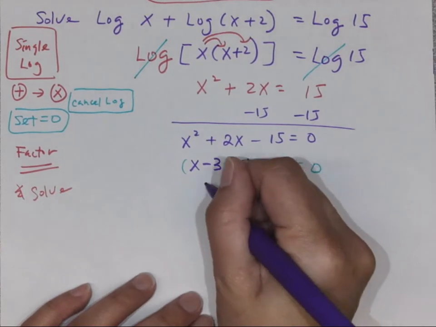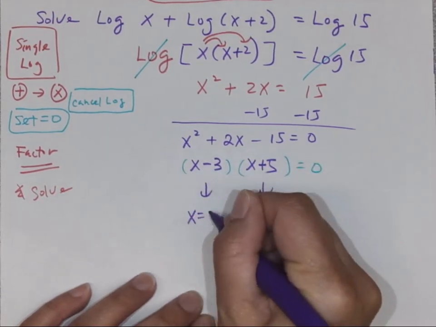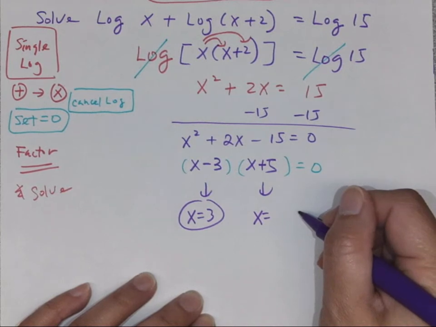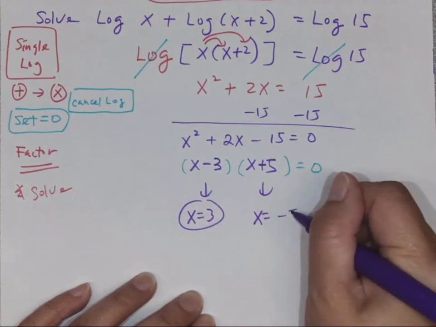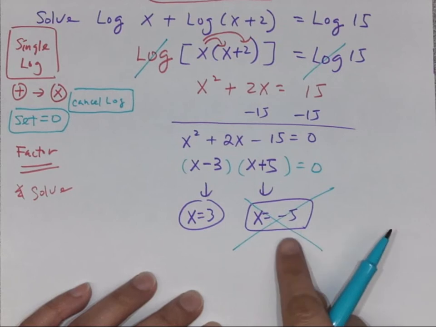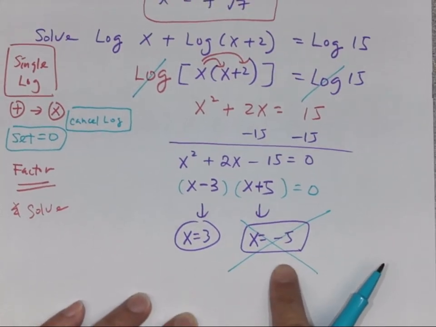So x equal to what? 3, or x equal to negative 5. Final answer? Just 3. It can't be plus or negative. Yeah, so we want to see where the x is. So x is in the what position of the log?